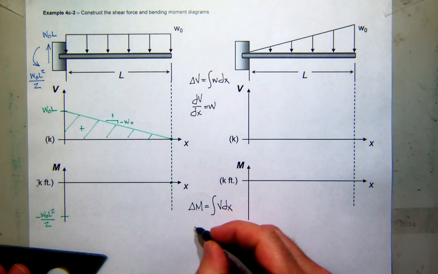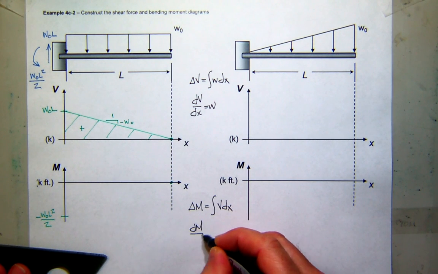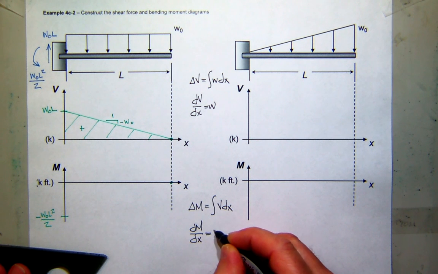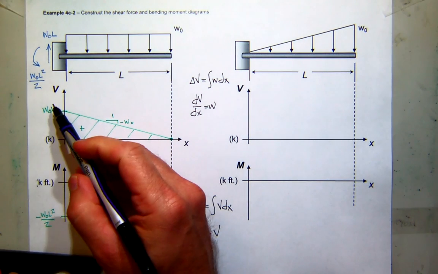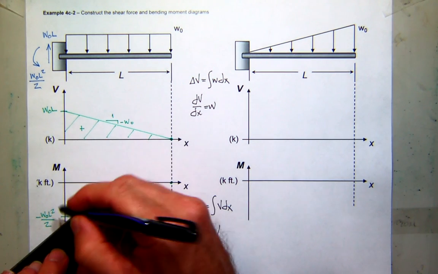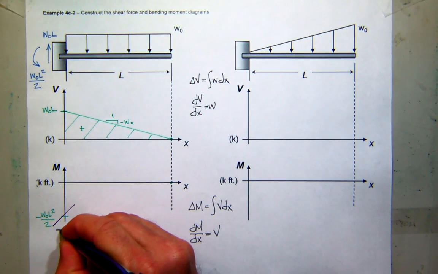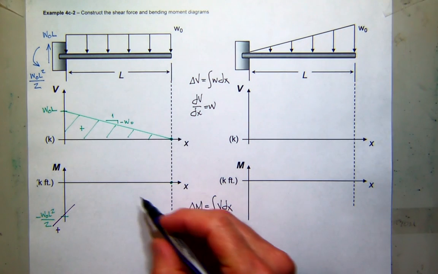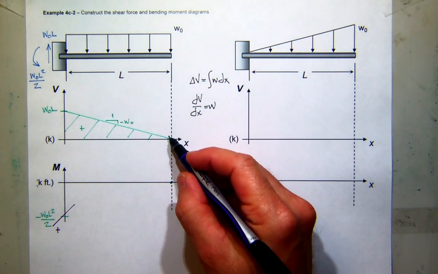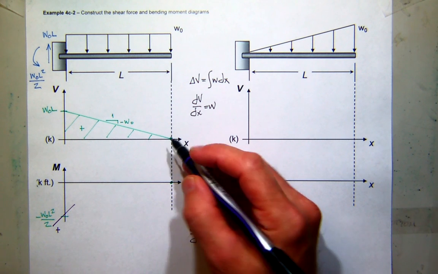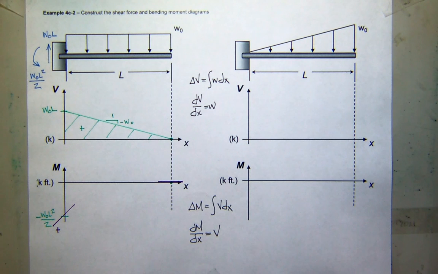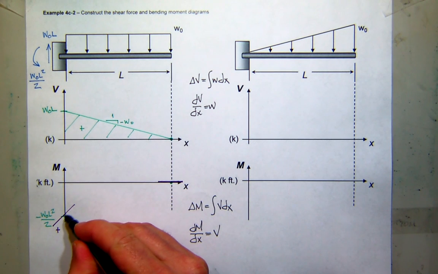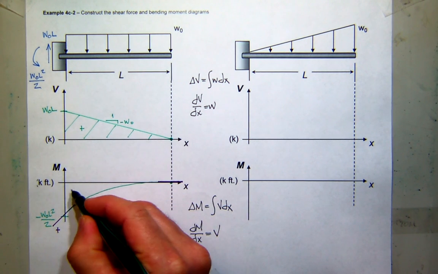What is the shape of the moment diagram? Well, it's given by the shear. What is the shear value at x equals 0? It's literally W naught L, which is positive. So I'm going to draw a positive slope. What is the shear value at the end of the beam? It's given by that. What is that? 0. So it should have 0 slope. Draw a line that fits that, and you get something that looks like that. There's your moment diagram.